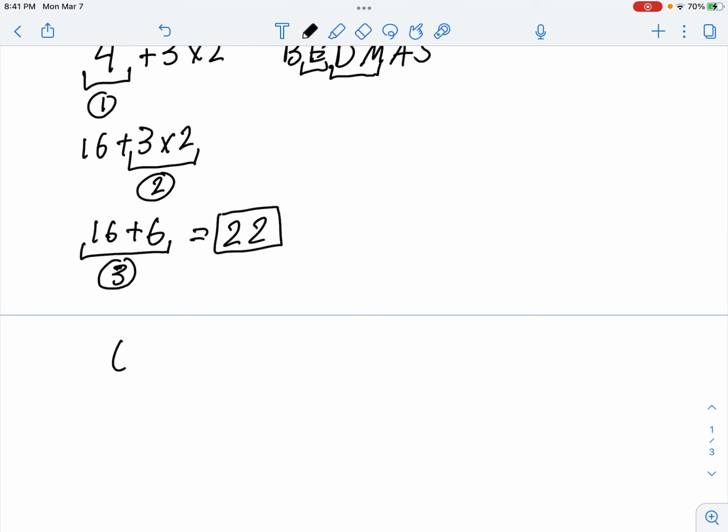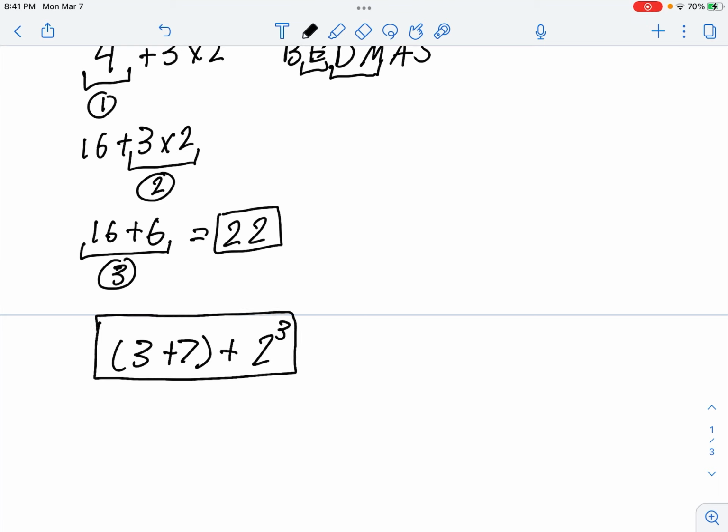All right, so let's have you guys do an example now. Like before, I have 3 plus 7 in brackets plus 2 to the power of 3. For this one, like before, I want you to do this on your own, on a separate piece of paper, and I want you to post a comment with your answer. Let me know what you got, and then we'll go over it in the next video.